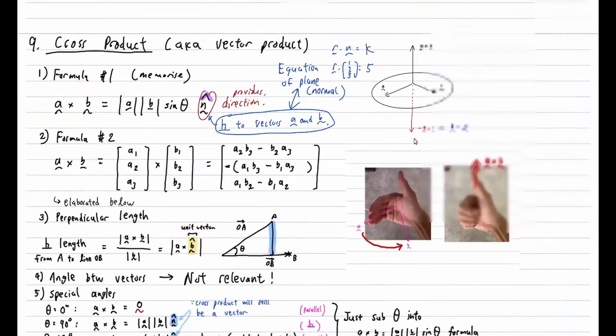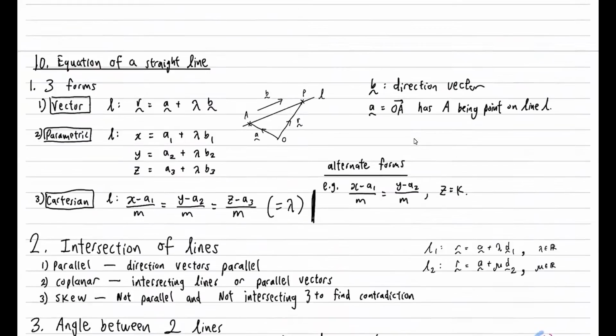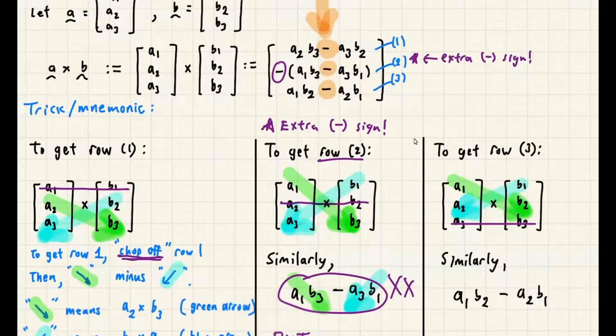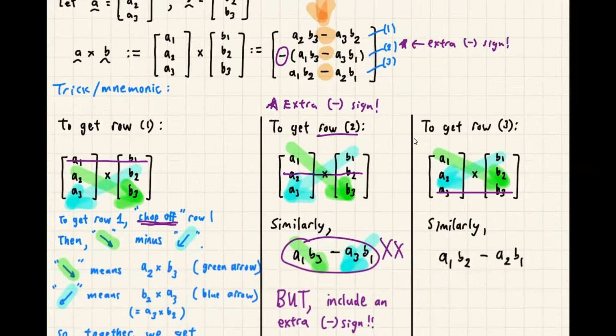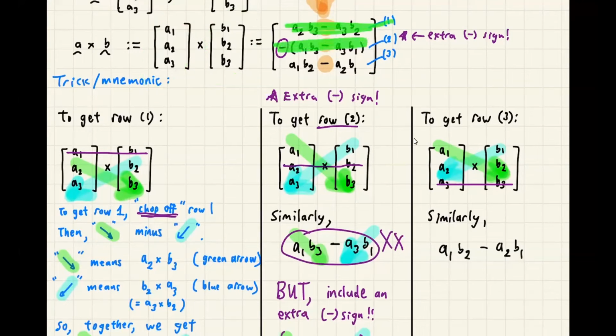Okay, here is how you remember it. I never memorized that formula. I remember this pattern instead. Let's say you start off with two vectors, then you want to use this formula. I labeled this equation 1, equation 2, and then equation 3. How do we get number 1? Here's how you do it. To get row number 1, you strike off row number 1. Can you see? Purple color.